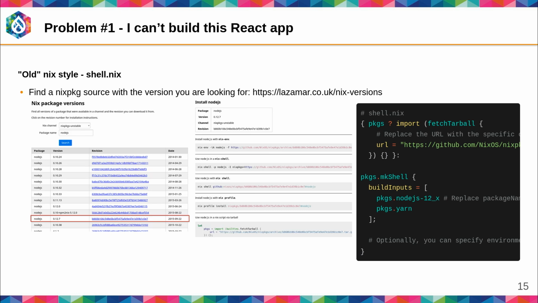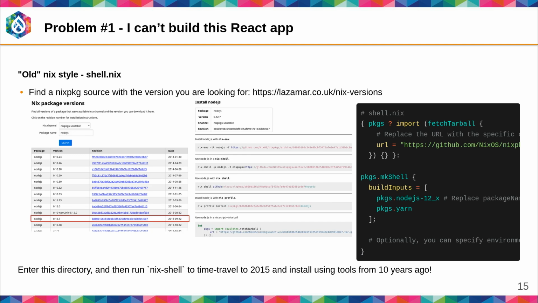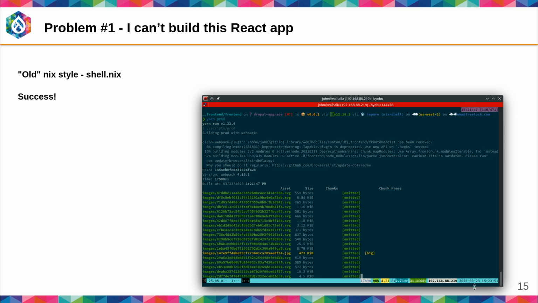That's the entire thing. And then you run nix-shell, and then we can install npm and yarn from there. And well, I already had yarn in the shell.nix. And yarn prod built it successfully. And literally, it was like half an hour, and I was hooked.